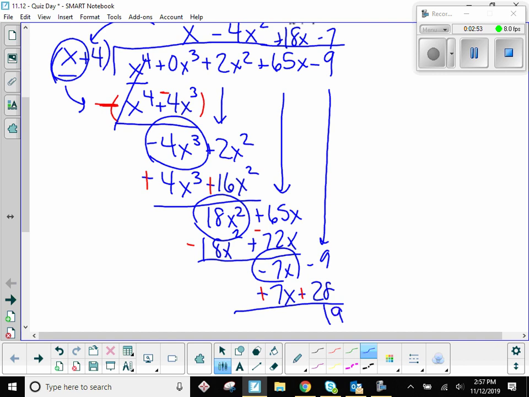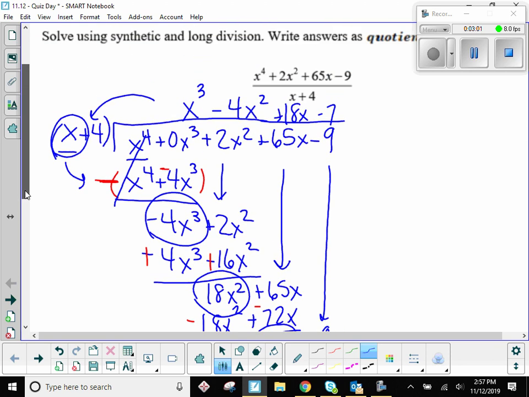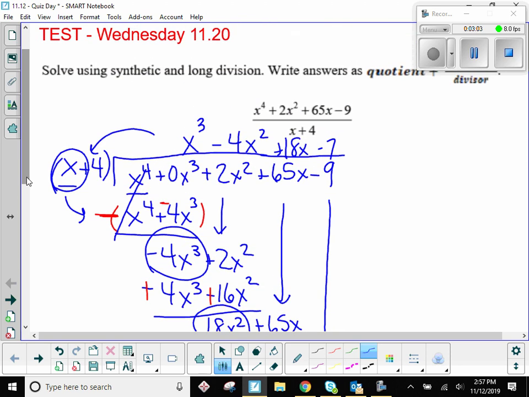A lot of times what I have students do, and I'm totally okay with this, so they don't have to rewrite that whole quotient again, is just take your remainder up back to the top of the problem and write it out to the side. And then box your answer.